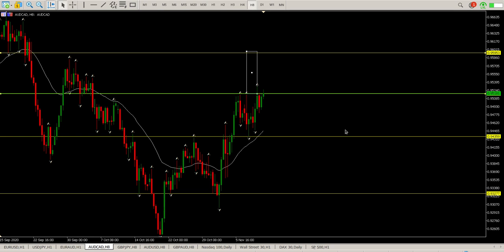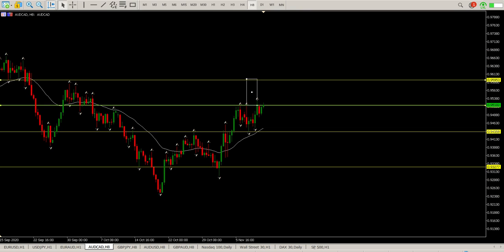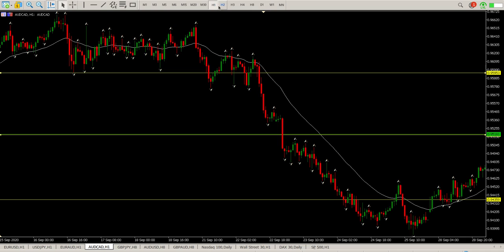Aussie dollar, Canadian dollar. Yesterday we were looking at sort of a break of this area here of 0.95126, to give us an opportunity up to the next measured move, which is sitting at 0.95953. It hasn't really done much since yesterday.